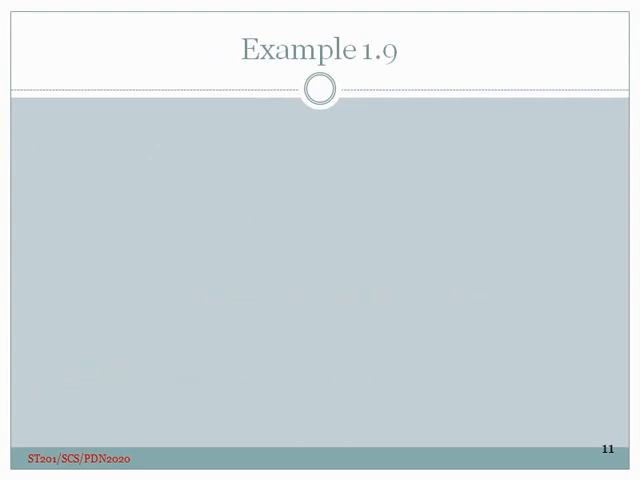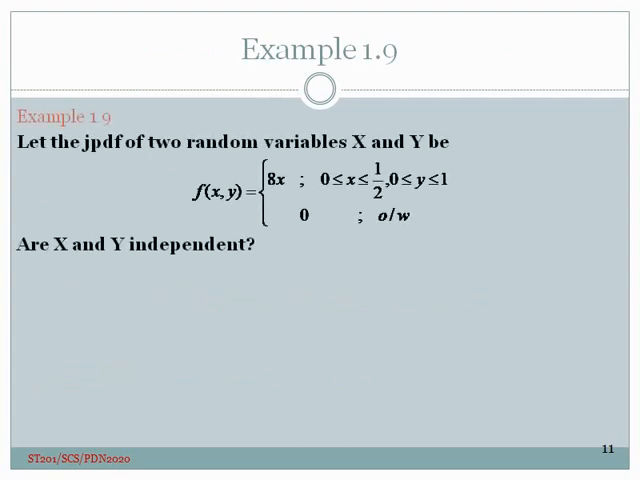Let's try an example. Look at this joint PDF. The support of x is from 0 to 1 over 2. The support of y is from 0 to 1. Are x and y independent? Now what we have to check is whether we can split the function 8x into two functions such that one function contains x only and the other function contains y only.